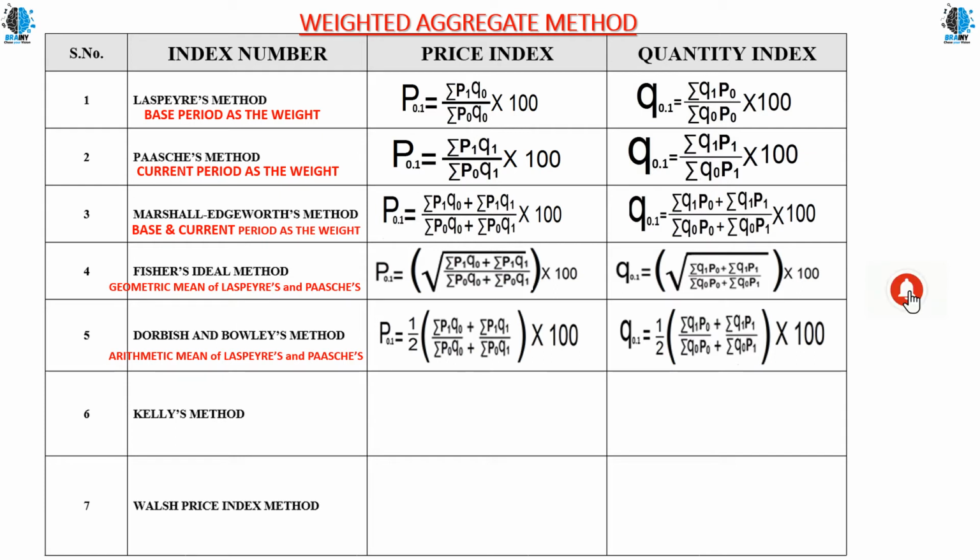Next, quantity index. This is a quantity index. I am going to have the Marshall-Edgeworth, the same Marshall-Edgeworth method I will be having here in Bowley's. Okay. So next I have Kelly's method.